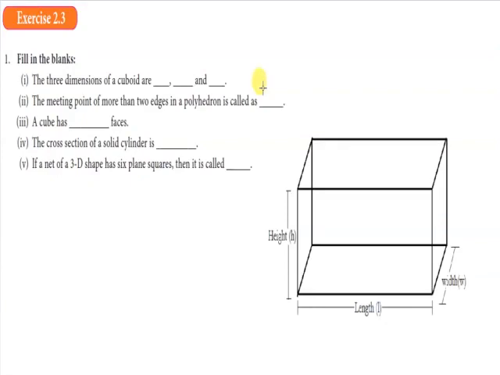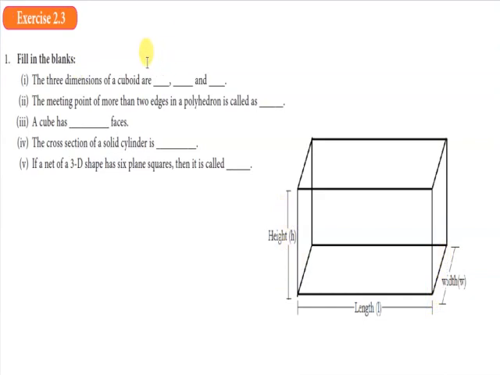Now we continue our exercise 2.3. The first sum here, fill in the blanks. The three dimensions of a cuboid are dash, comma, dash and dash. So if you are taking a cuboid like this, three dimensions means we take the x-axis, y-axis, z-axis. So the three dimensions will be the length, the breadth and the height. So the answer for this question will be what?